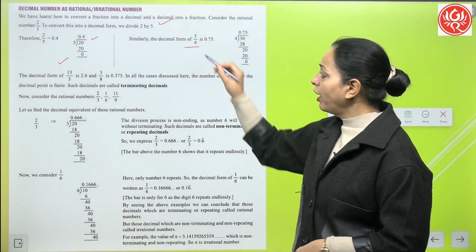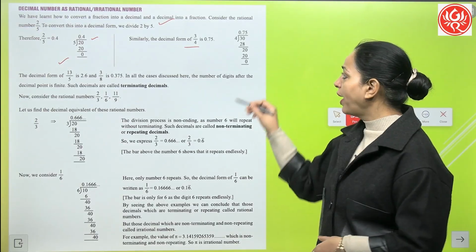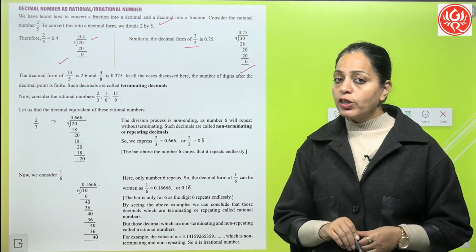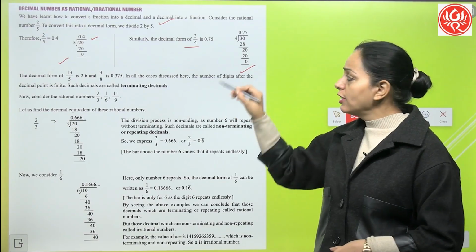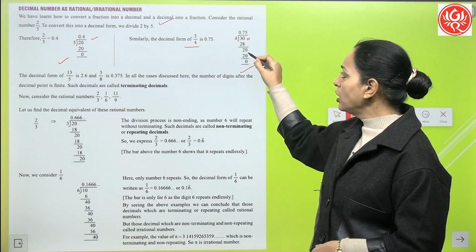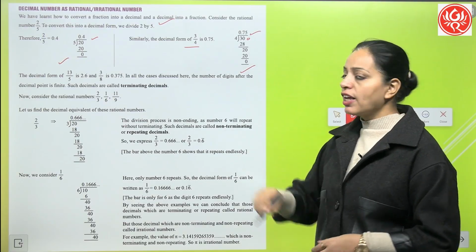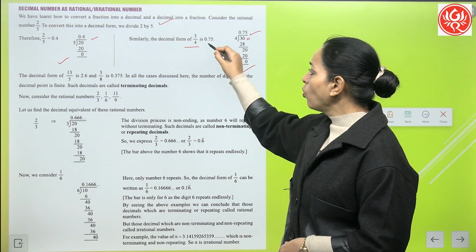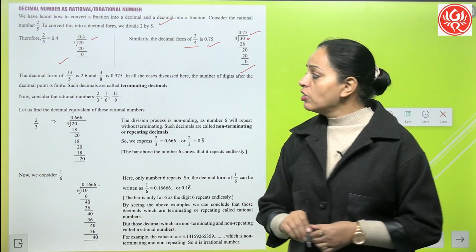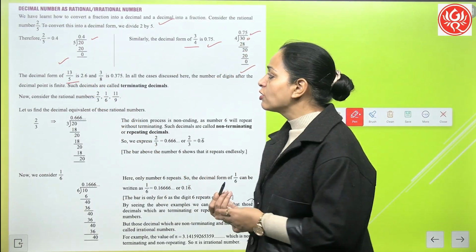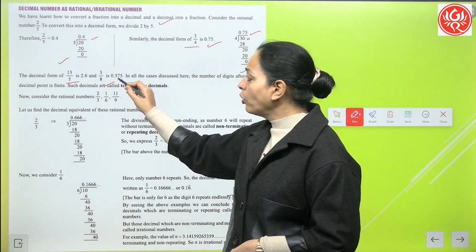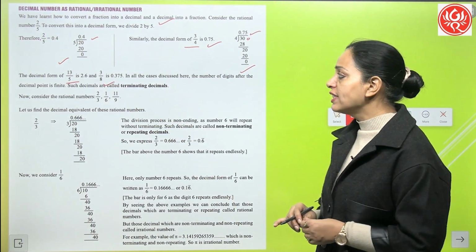Similarly, if we are having 3 upon 4, it means divide 3 by 4. So what we are getting? 4 7s are 28. Then minus 2 we are getting. Then 1 0. 4 5s are 20. So this is 0.75. So the decimal form of 13 upon 5, we will find like this. This is 2.6 and 3 upon 8, that is 0.375.